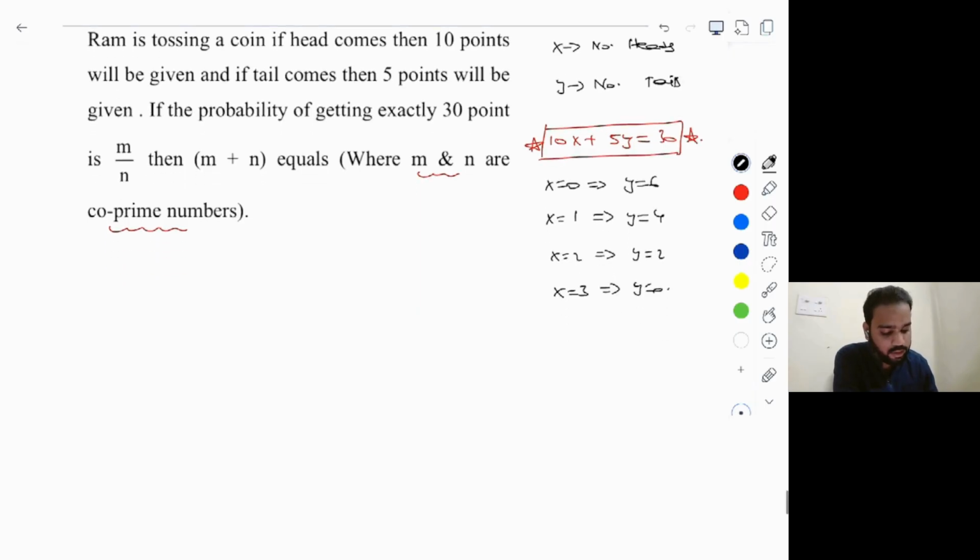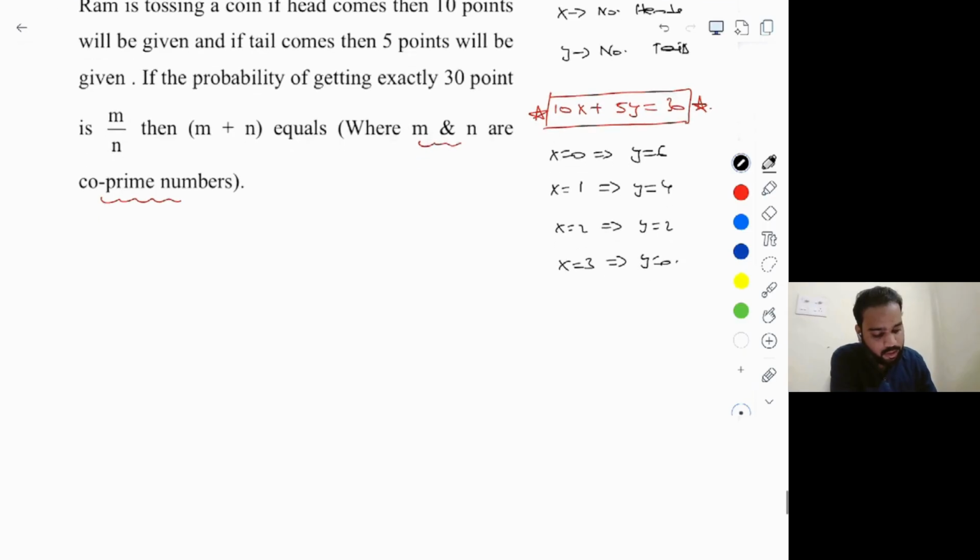So only 4 cases are there. Okay, so let me write down case 1. What is case 1 here? 0 heads and 6 tails. Which means the total number of tosses is 6 here. In that, everything should be tail.